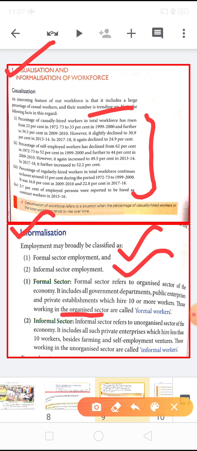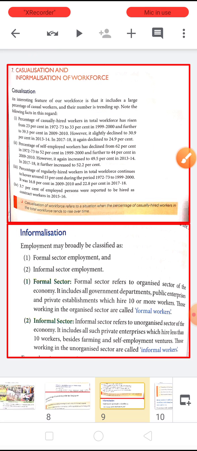Those working in the organized sectors are called formal workers, whereas the informal sector refers to the unorganized sectors of the economy, and it includes all such private enterprises which hire fewer than 10 workers, besides farming and self-employed workers. This kind of worker is known as informal workers.